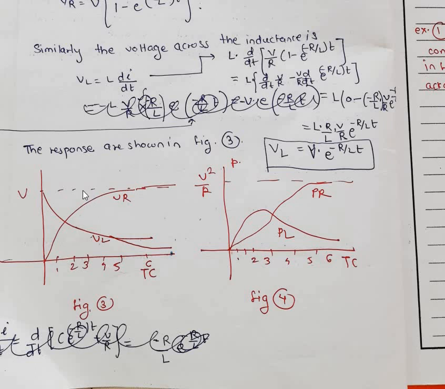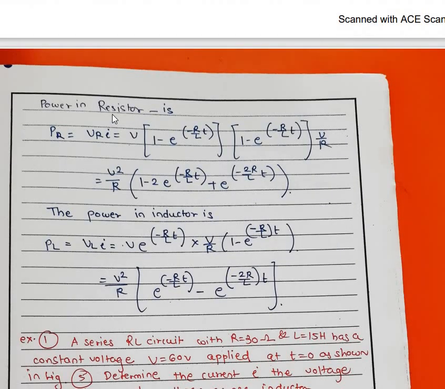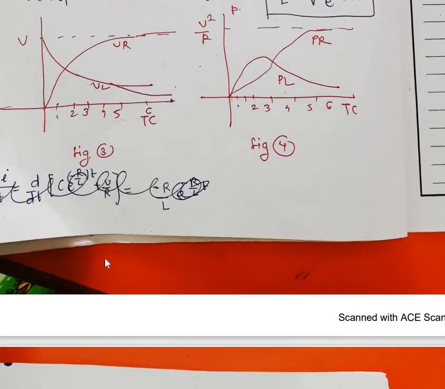If we look at the characteristics of the responses, VL is going to come down and VR will gradually increase. So this is a power characteristic, and power in that resistor will be PR is equal to VR into I. So VR into this equation for I we have written, and the power in the inductor will be again PL is equal to VL into I. So accordingly, in the same fashion we have written the equations. So this way you can consider the DC response of the RL circuit.